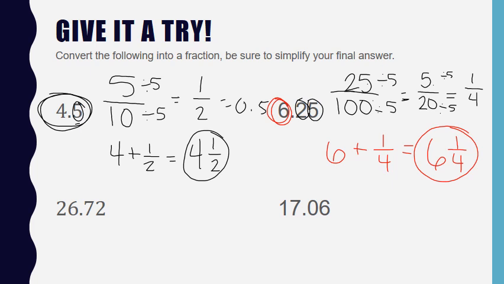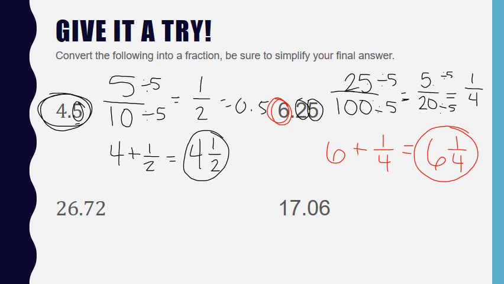I recommend pausing the video here and trying the last two on your own. Then I can go through and check the answers with you. All right, I'm going to go through these very quickly. If you need me to talk to you at another time, just let me know. This is something that you need to know, so please don't just shrug it off and move on.